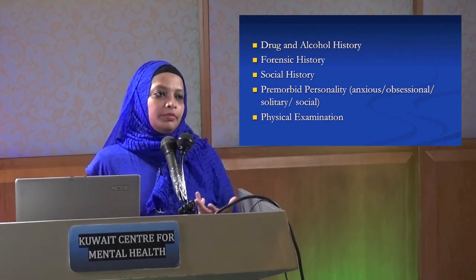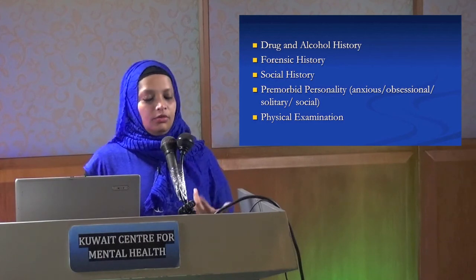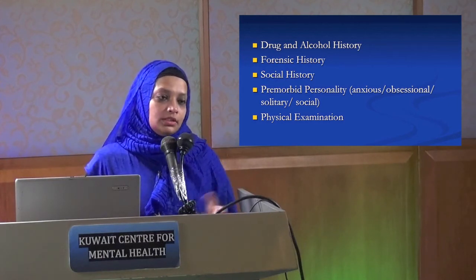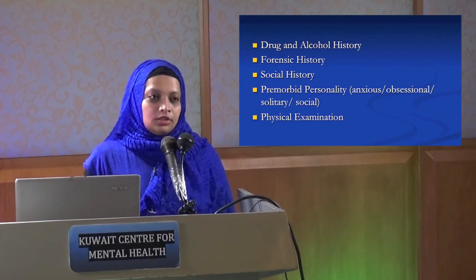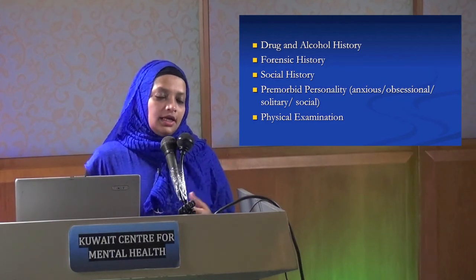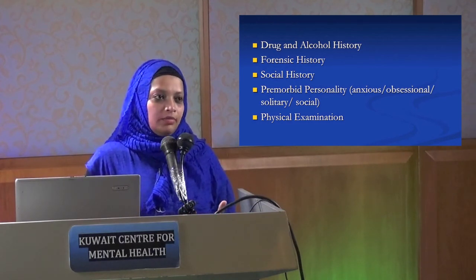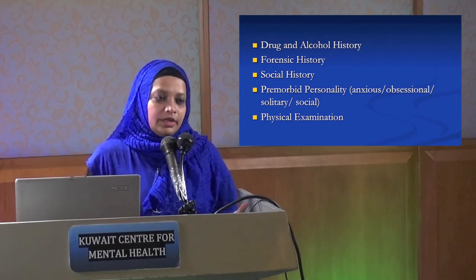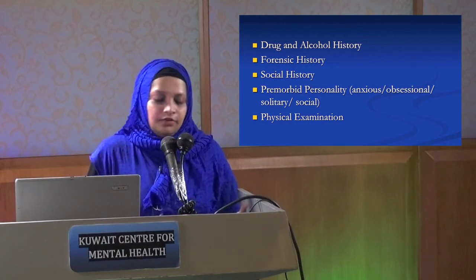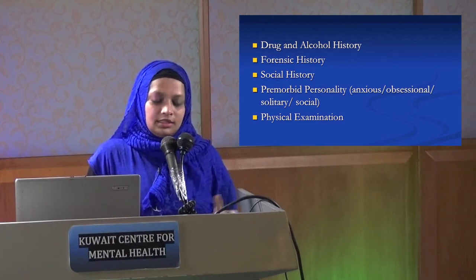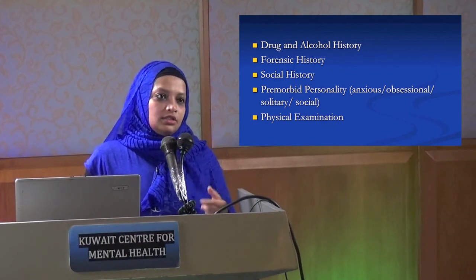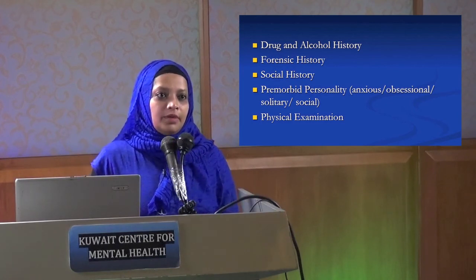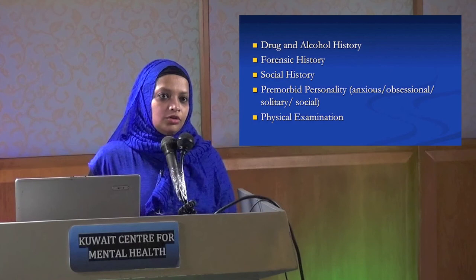Then we come to the premorbid personality, and premorbid personality is best asked to a person who knows the patient well, not to the patient themselves. So we need to know what their character traits are like, what their confidence levels are like, because we know what kind of person they were before. And it will also help us understand how much improvement we are expecting. Because if somebody is naturally quiet, we cannot expect them to be chatty after treatment. So we know what kind of personality they are. And somebody who is anxious or obsessional by nature is more likely to develop anxiety disorders in the future.